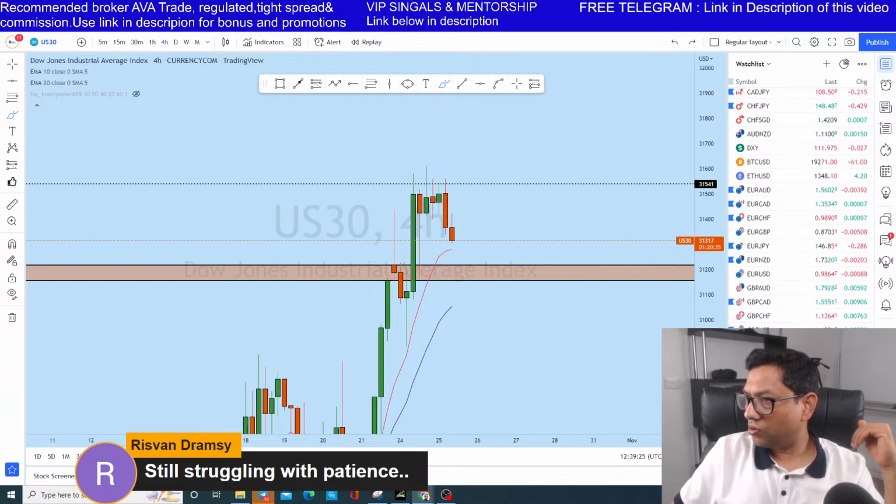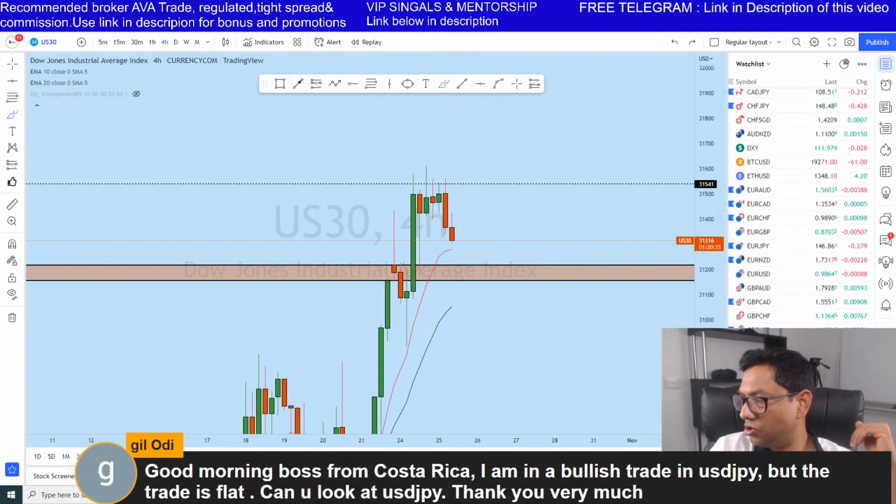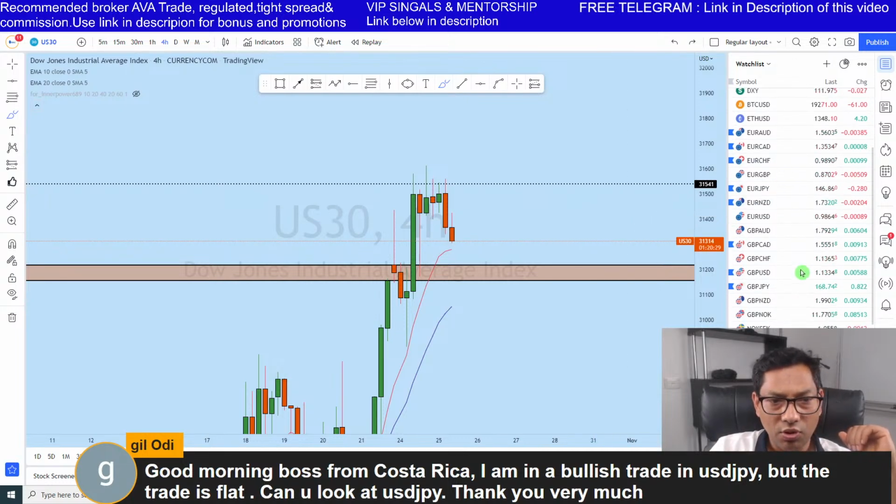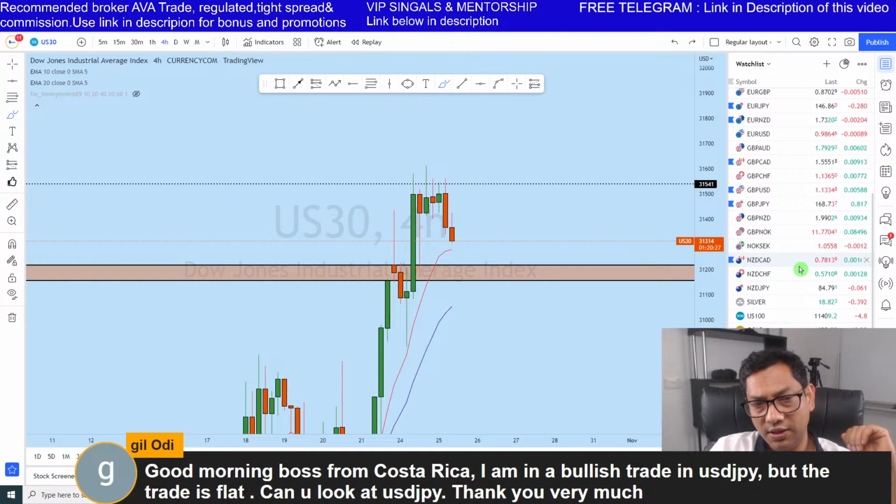Good morning from Costa Rica. I'm in a bullish trade on dollar yen, but the trade is flat. Dollar yen is slow because there is some manipulation happening. It will slowly pick up.